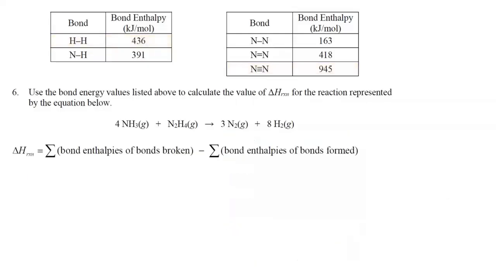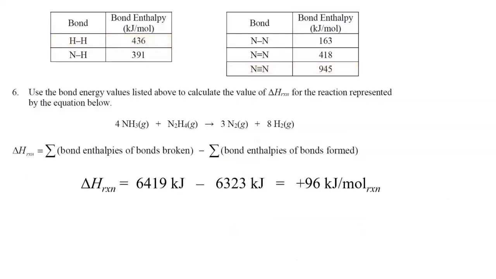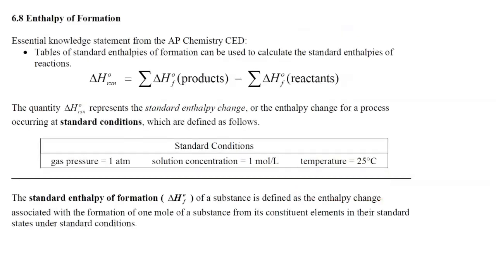So now we do bonds broken minus bonds formed. So in this particular reaction, it's going to be 6,419 minus 6,323. That's a difference of positive 96 kilojoules per mole of reaction. Well, hopefully those calculations and how I set them up and showed you the structural formulas of different molecules to help you count all of the bonds that are broken and formed, hopefully that makes sense. We're now moving on to our next topic in the packet.